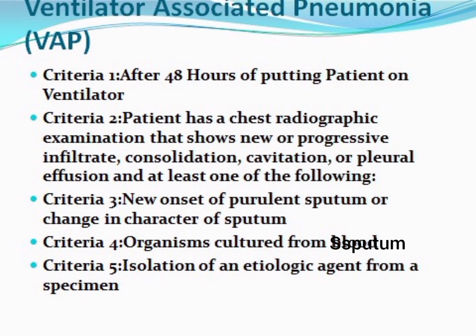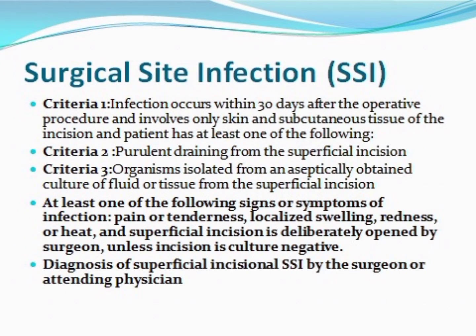Criteria 4. Organism cultured from sputum. Criteria 5. Isolation of an etiologic agent from the specimen. So this we can call it as BAP. Next one is SSI, surgical site infections.